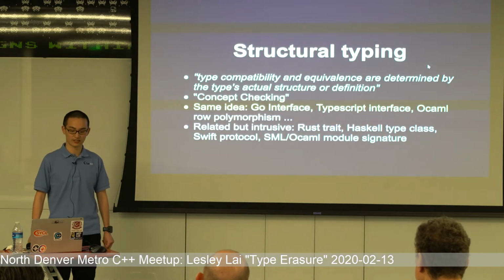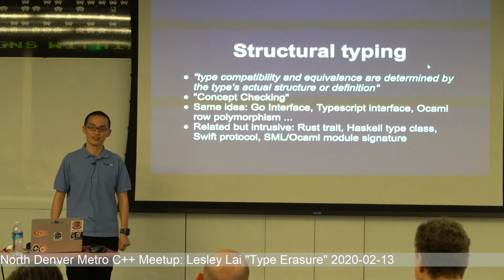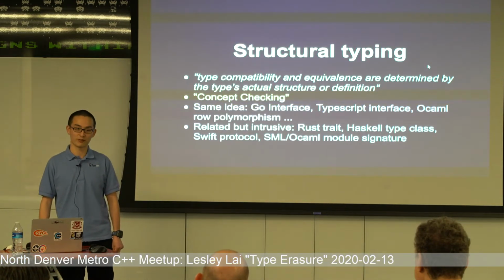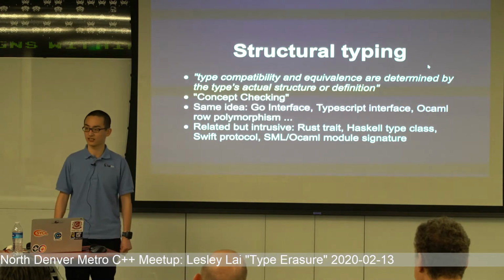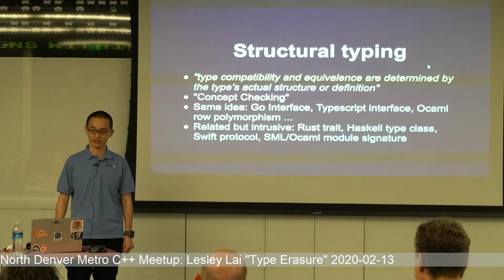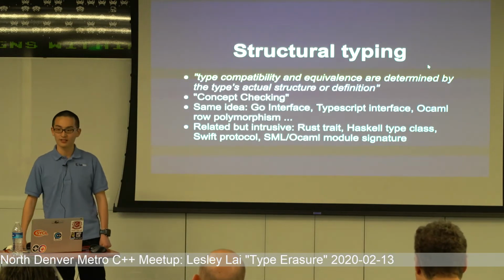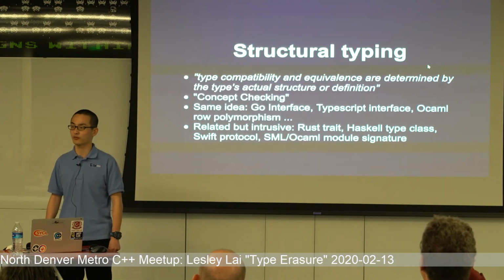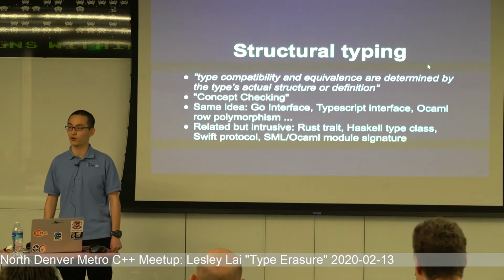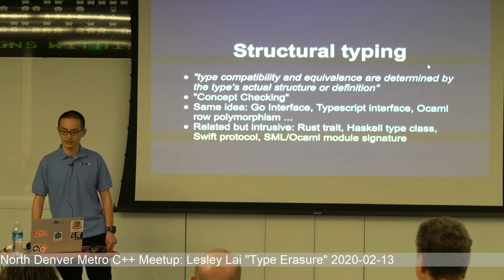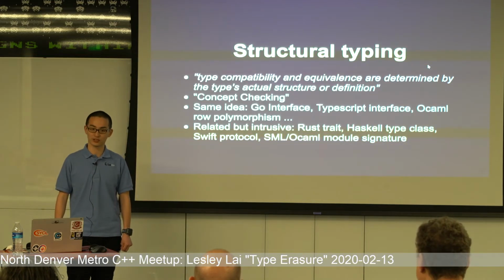So that's a difference. There was an idea of concept checking that never became a thing in C++, at least in C++20. But if concept checking is implemented, then we can see C++ templates have structural typing now, not duck typing. There are a lot of languages that implemented similar ideas, for example, Go interfaces, TypeScript interfaces, OCaml row polymorphism. There are some related ideas, but it's intrusive.